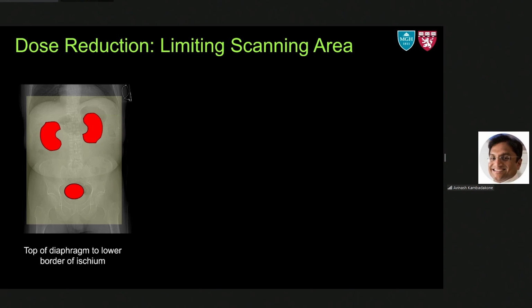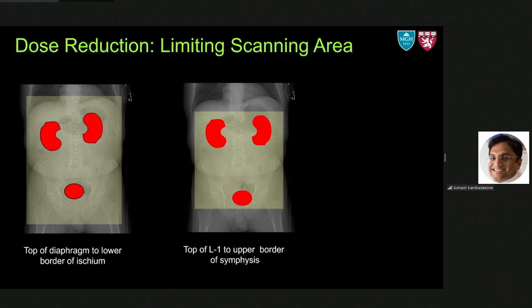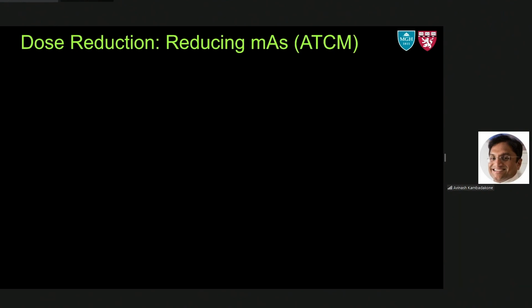One first step involves limiting the scan coverage area. So instead of scanning from the top of the diaphragm to the ischium, like an abdominal pelvic CT, we scan from the top of the kidneys to the pubic symphysis for a stone protocol CT, thereby saving 10 to 15 slices, which can reduce the radiation dose by nearly 20%. In addition, performing targeted follow-up studies with scanning limited to the area of interest also minimizes radiation exposure.